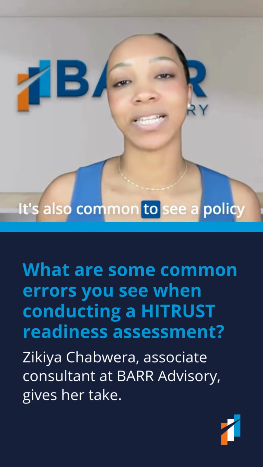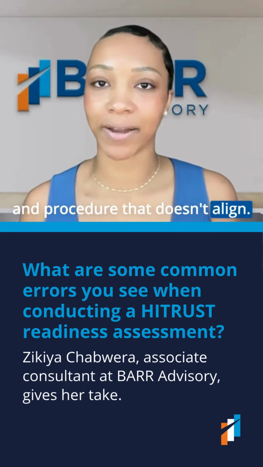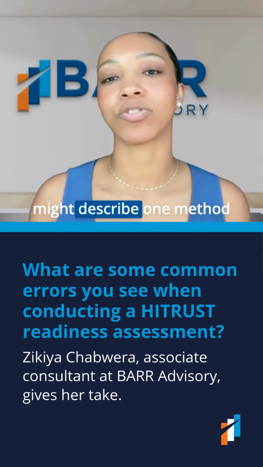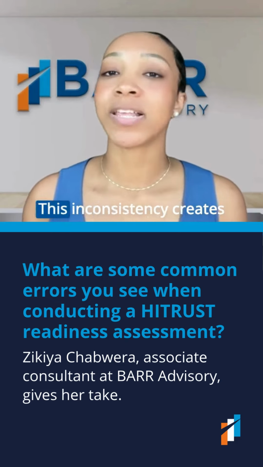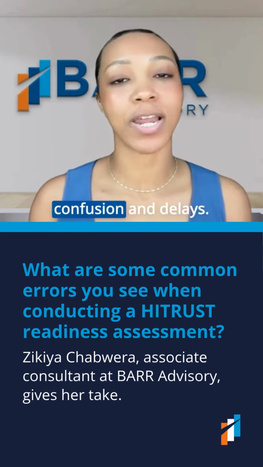It's also common to see a policy and procedure that don't align. For example, the policy might describe one method of enforcement while the procedure shows something completely different. This inconsistency creates confusion and delays.